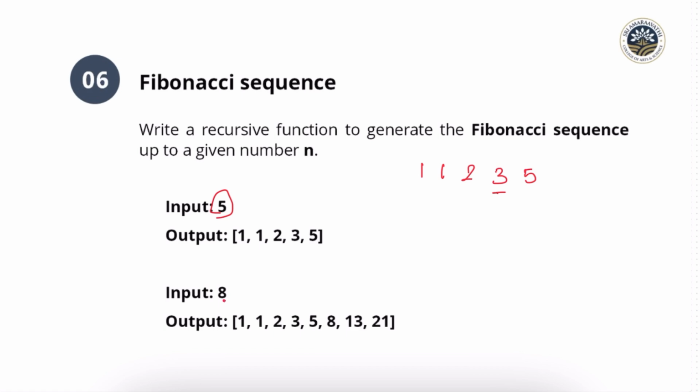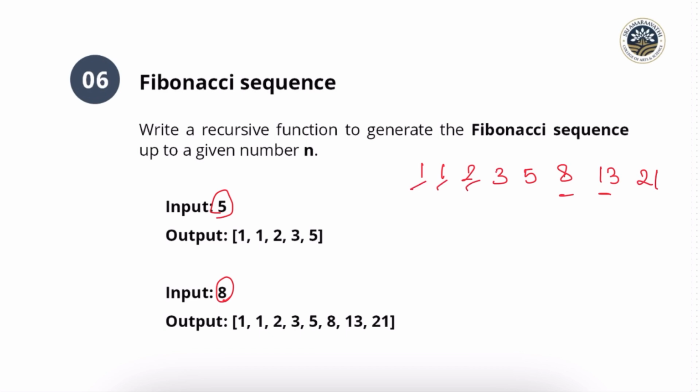So here, if you get 8, you need to return 8 elements. The last two elements are 3 and 5. If you add 3 and 5, you will get 8. The last two elements are 5 and 8. If you add 5 and 8, you will get 13. The last two elements are 8 and 13. If you add 8 and 13, you will get 21. Now see how many elements are there?